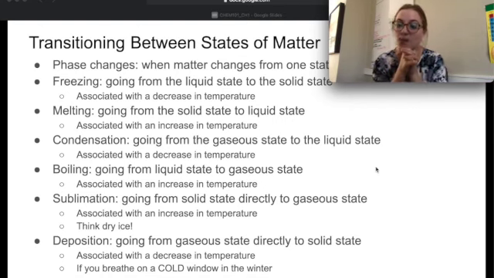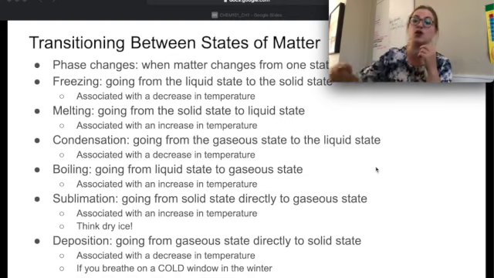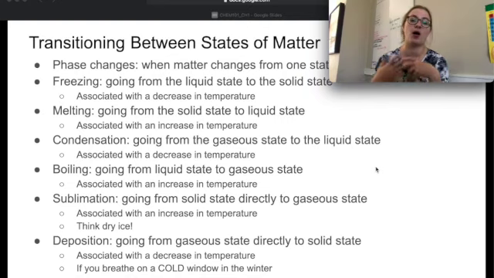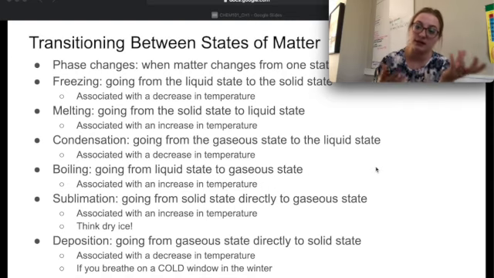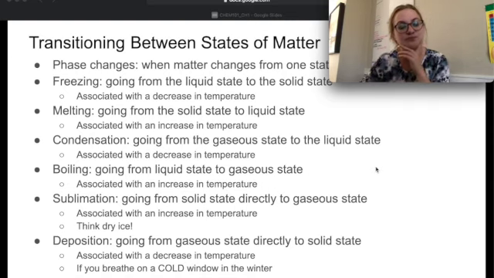Boiling is the opposite of condensation. So it's going from the liquid state to the gaseous state. It's associated with an increase in temperature, right? We put a pot of water on the stove, we turn the stove on so that the heat from the stove ends up causing the water to boil and go from a liquid to a gas.